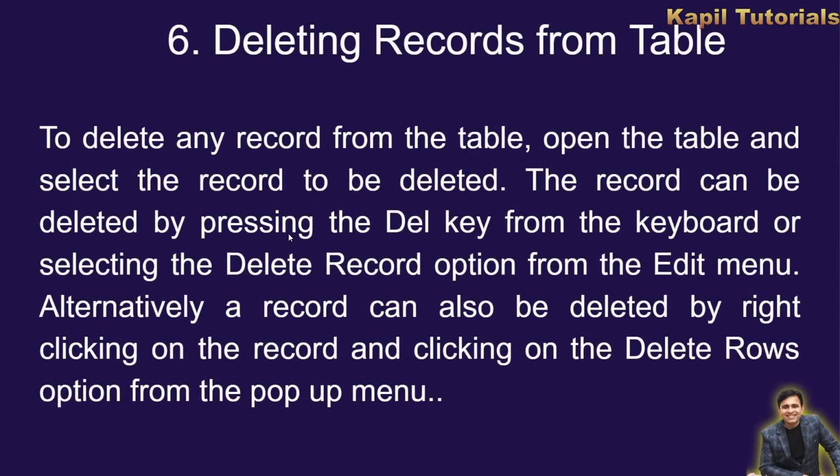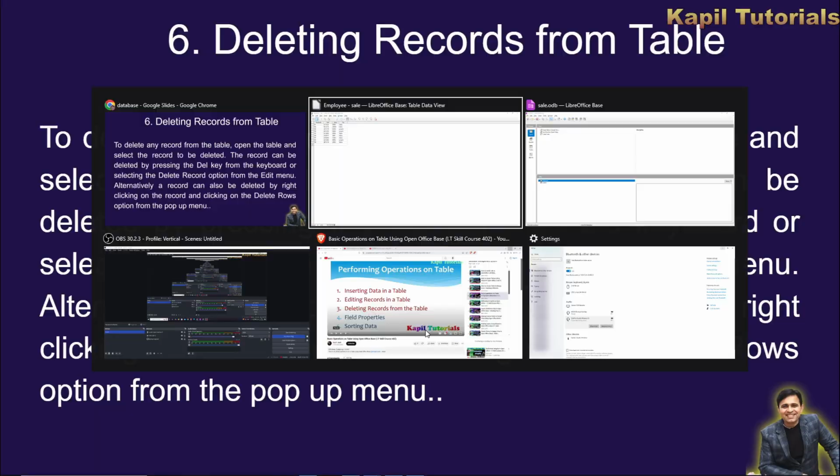Next topic, deleting records from a table. To delete any record from a table, open the table and select the record to be deleted. If we want to delete any particular record, we can delete it very easily. There are different methods: by pressing the Delete key from the keyboard, or the Delete Record option from the Edit menu, or by right clicking. Practically I'll show you all three things.